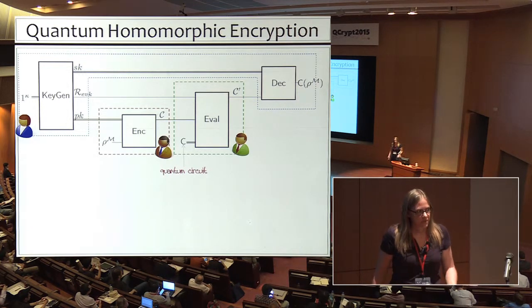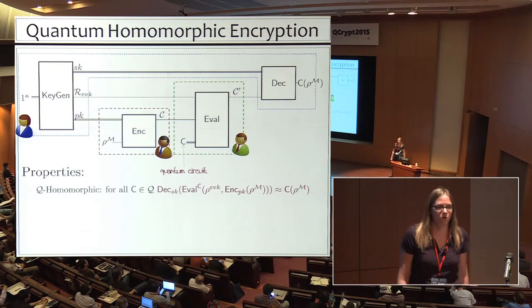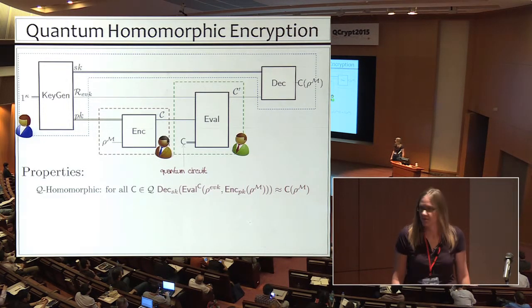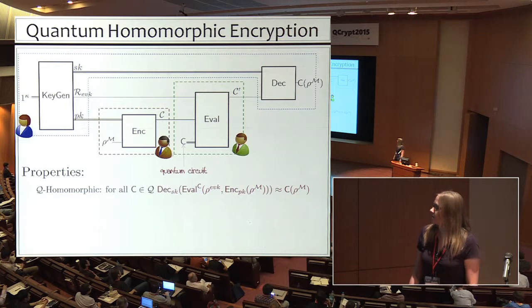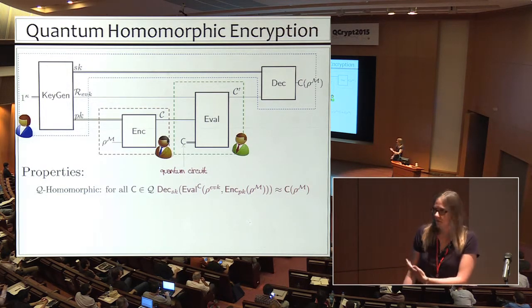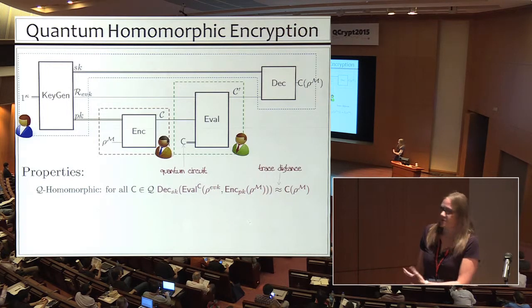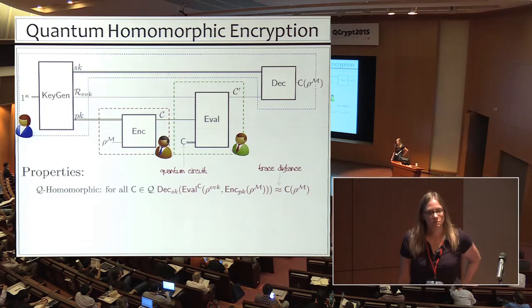And we require similar properties. So we say that a scheme is Q homomorphic, where now Q is a set of quantum circuits, if for every circuit C in Q, we can homomorphically evaluate C. And this just means that the output of decryption should be close in terms of trace distance to the result of applying the circuit C to the initial message state rho M.